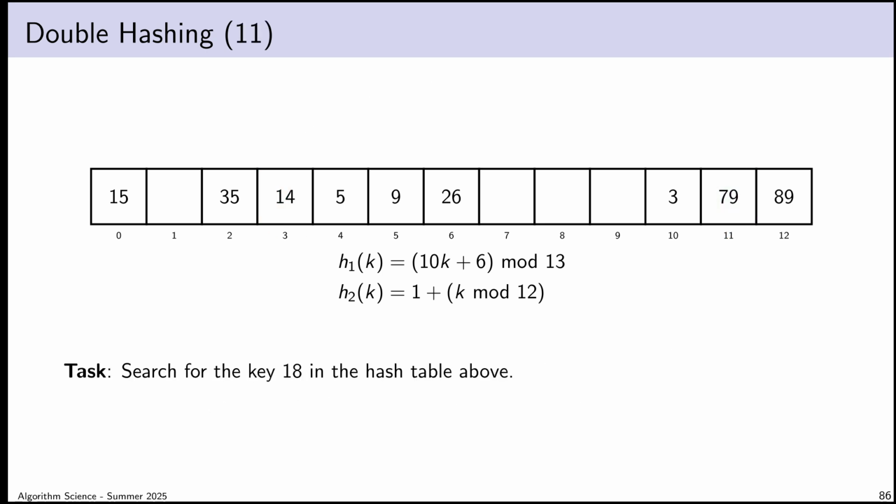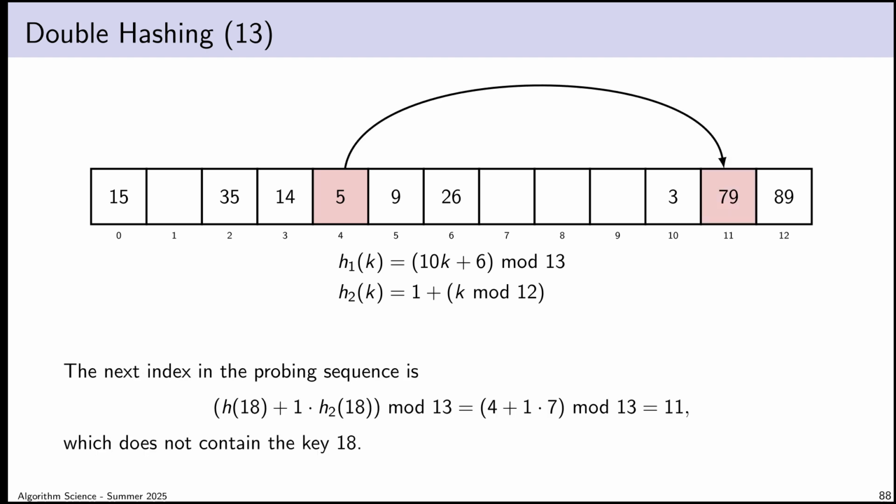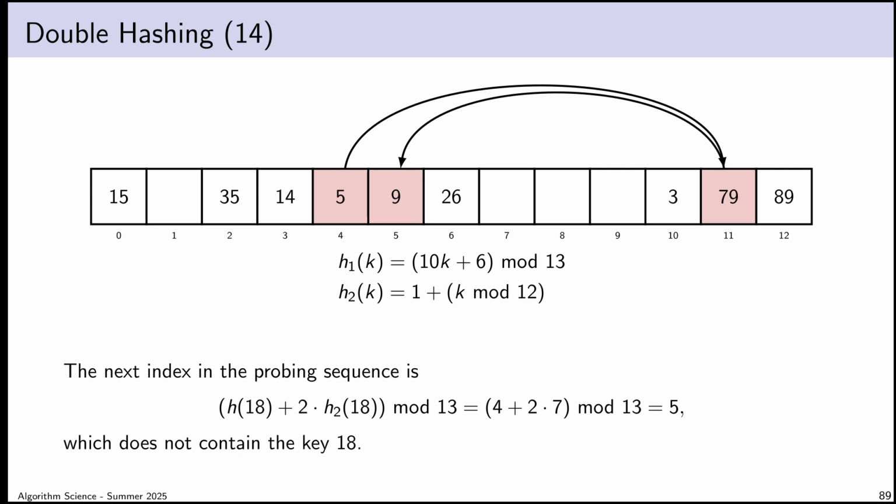Let's do a search. I want to search for the key 18 in this table. 18 hashes into bucket 4, and index 4 is occupied, so I start probing. The first thing I check, oh, that's too bad, it actually happens to be bucket 11. That's just an unfortunate coincidence. The secondary hash function evaluates to 7, and it just happens that 4 plus 7 equals 11. So I check there, too bad. Then I check the next one: 2 times 7 would be 14, plus 4 is 18, mod 13 is 5. I check index 5, it's full.